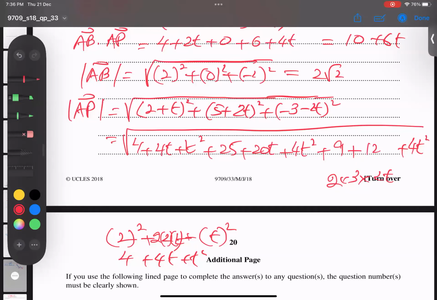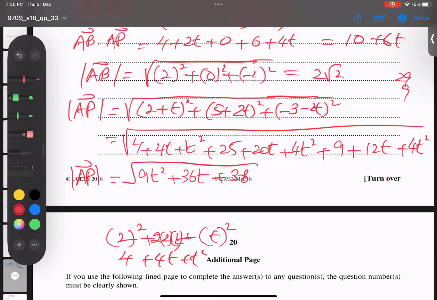Correct. Now, students, let me finalize it. 4 plus 4, 8, 8 plus 1, 9. So 9t square. 12, 12, 12 plus 4, 16, 16 plus 20, 36t. Now, students, 25, okay, let's discuss this one. 25 plus 4, we got 29, 29 plus 9, I get 38. So, Mabruk, students, this is a tough task. We have done it. Alhamdulillah Rabbil Alameen.